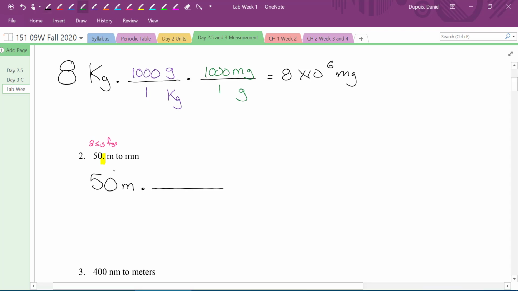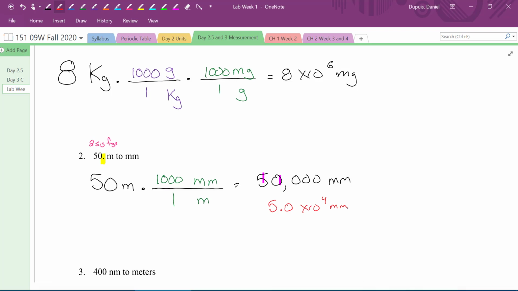Meters has to go on the bottom. Millimeters on top. Milli is 1,000. So there's 1,000 millimeters in a meter. And that gives me 50,000 millimeters, which I have 2 sig figs, right? We know there's 2. So 1, 2. Those 2 are sig figs. The other 3 are placeholders. So how do I best write this down? I would write 5.0 times 10 to the 4th millimeters. And that gives us our right amount of sig figs.